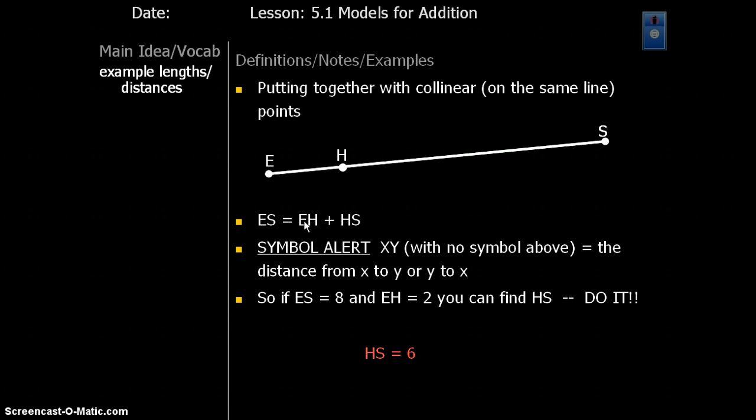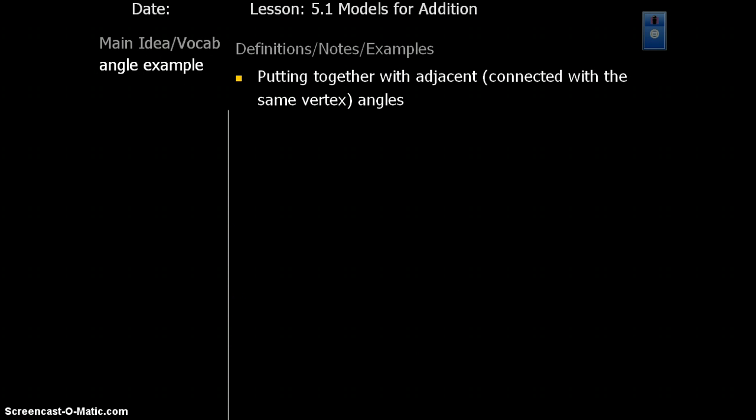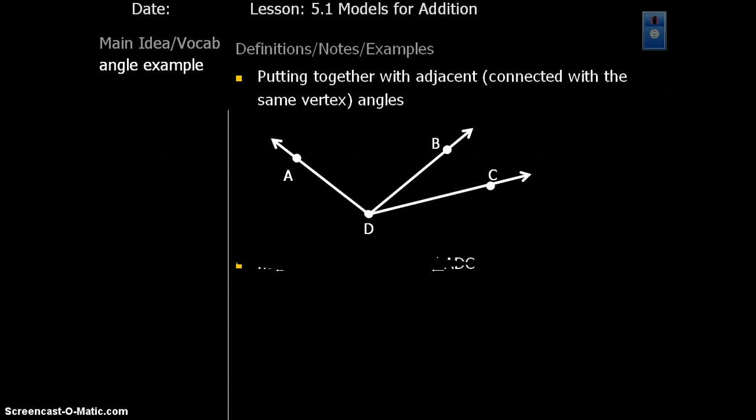We're going to take another look at an example of putting together, this time with angles. Putting together with adjacent angles, those angles are connected with the same vertex. So here is a set of adjacent angles. Taking a look, essentially we have 2 smaller angles making up a larger angle here. We've got the angle ADB, the angle BDC. Together they make up the full angle ADC. If I add the measure of the 2 smaller angles together, it will give me the measure of the larger angle.